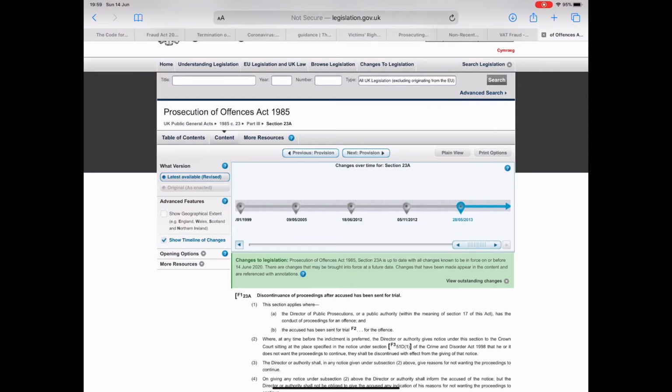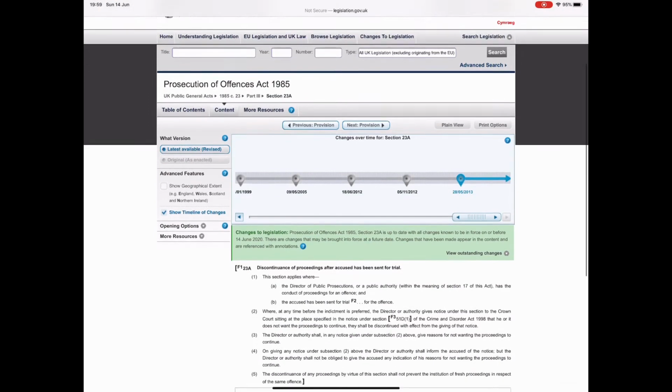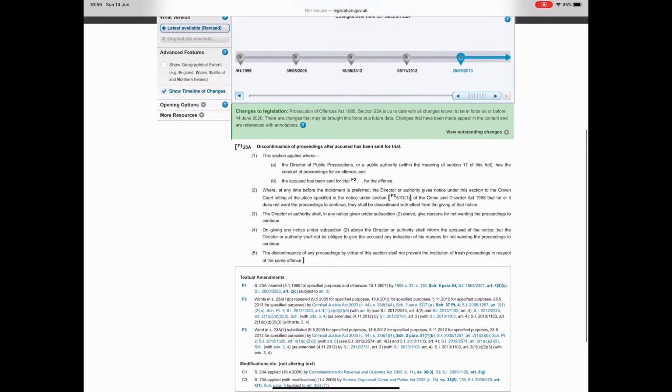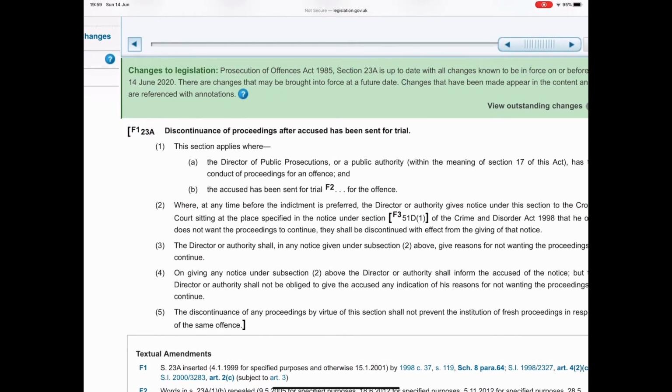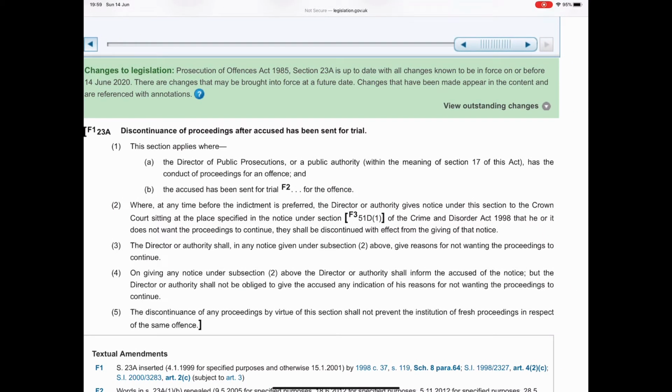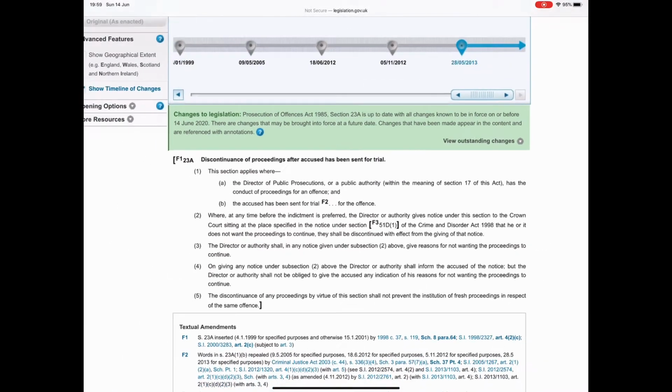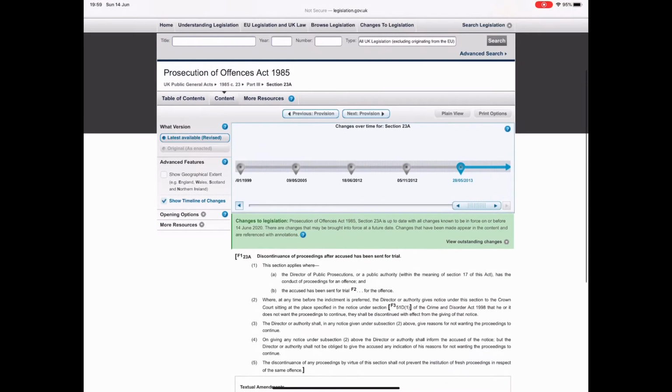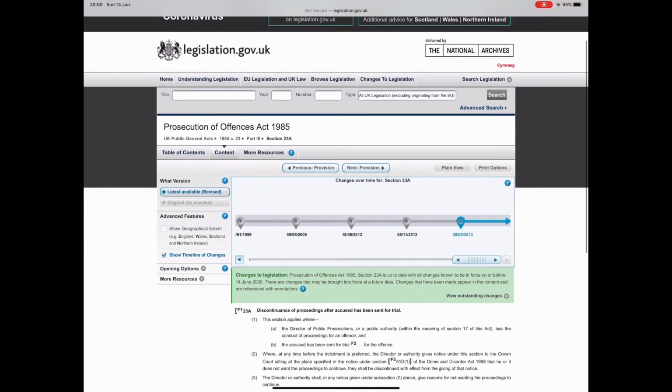Well, the relevant piece of legislation is the Prosecution of Offences Act 1985, and in particular we're looking at Section 23A, which deals with discontinuance of proceedings after an accused has been sent for trial, but subsection 2 specifies that it is at any time before an indictment is preferred the proceedings could be discontinued. And in order to discontinue proceedings, the director has to give notice. Well, how will they make that decision? They'll apply guidance and the law to the facts of the case.